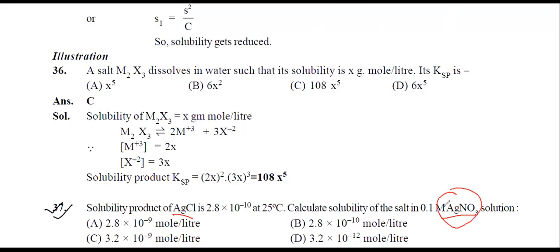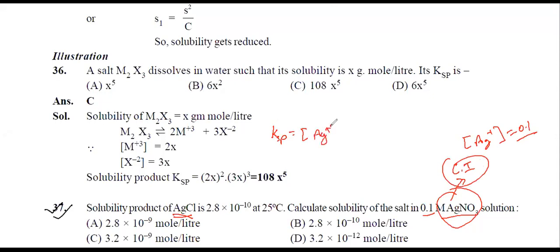AgNO3 and AgCl. The solubility of AgCl is given, and we need to calculate the solubility of the salt in 0.1 molar AgNO3. So AgNO3 is acting as the common ion, so the concentration of Ag plus given by AgNO3 is 0.1. The new KSP will be the same: concentration of Ag plus times concentration of Cl minus.